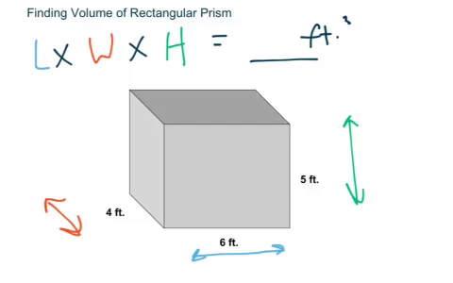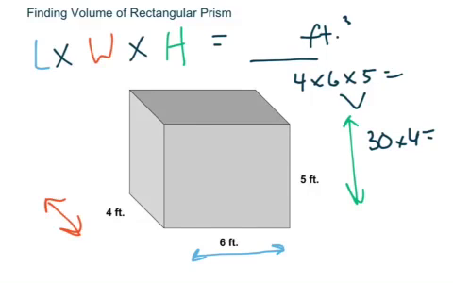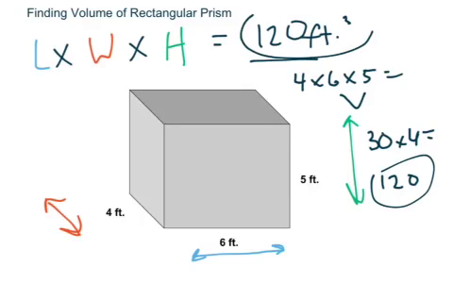So let's see what we get. We have 4 times 6 times 5. So here's going to be our problem. Since I can use the commutative property of multiplication, meaning I can multiply this in any order, I'm going to go ahead and do 6 times 5 is 30, and then 30 times 4, using my powers of 10, 4 times 3 is 12, add a 0. My answer then is going to be 120 feet cubed.